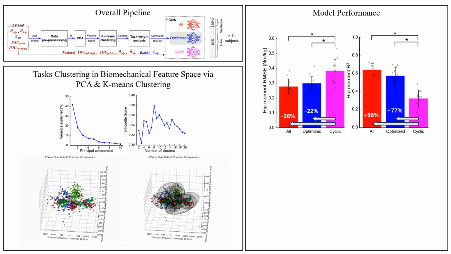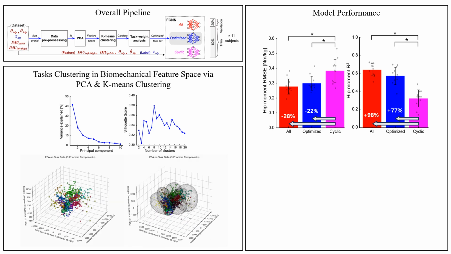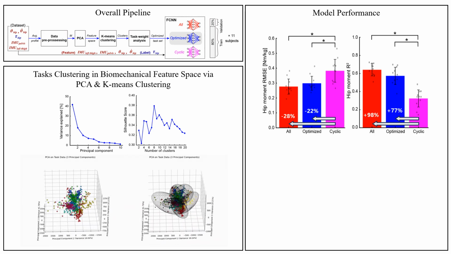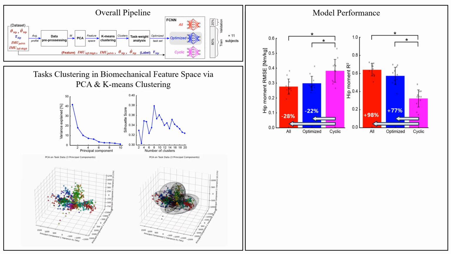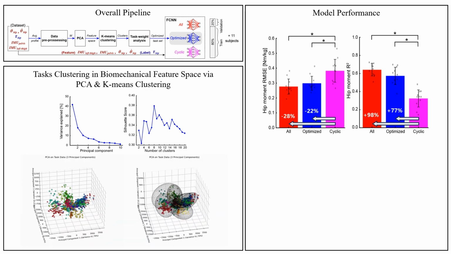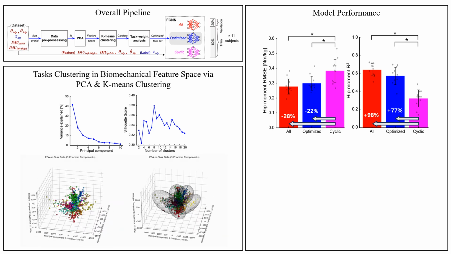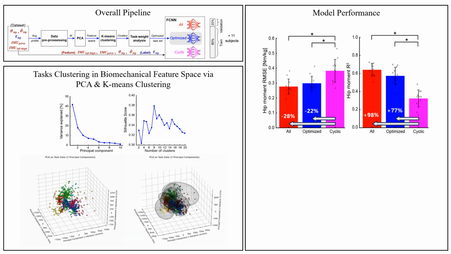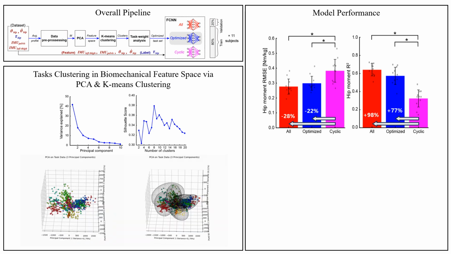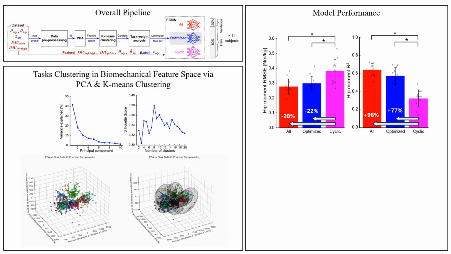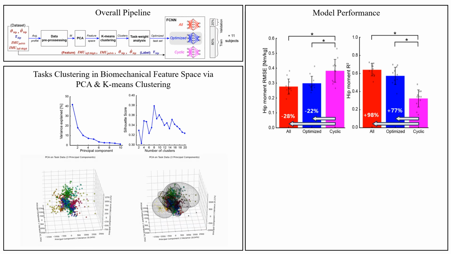We trained an FCNN model with this optimized task set and compared the result with two other conditions: all tasks, using the entire dataset, and cyclic tasks, using only cyclic locomotor task data. These are the final averaged RMSE and R-square values for models under each condition. The optimized task set model achieved comparable performance to the all-task model. This result validates the effectiveness of our task set optimization.